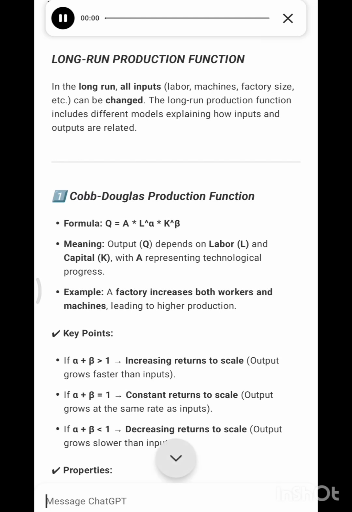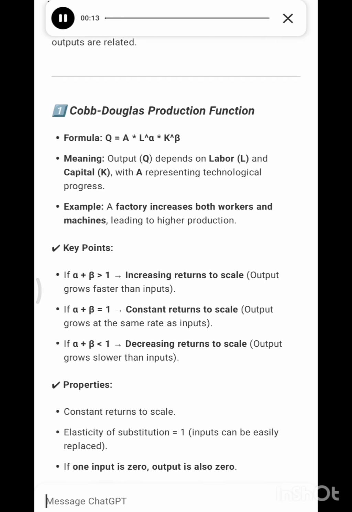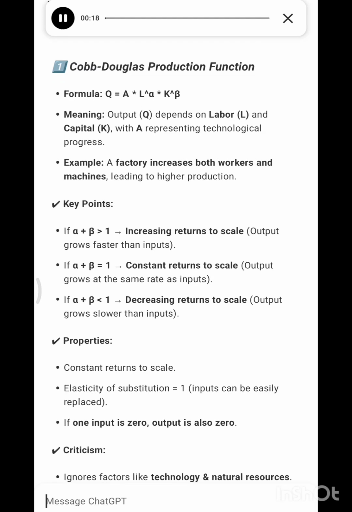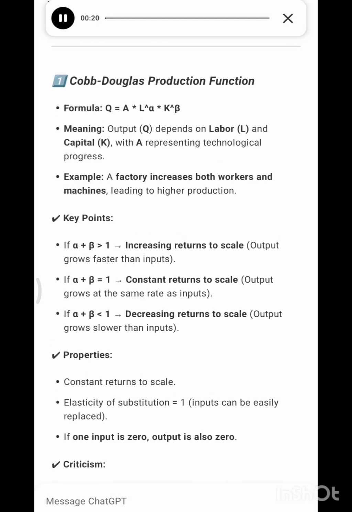Long-run production function. In the long run, all inputs, labor, machines, factory size, etc., can be changed. The long-run production function includes different models explaining how inputs and outputs are related. Cobb-Douglas production function. Formula Q equals A L to the alpha K to the beta, meaning output Q depends on labor L and capital K, with A representing technological progress. Example, a factory increases both workers and machines, leading to higher production.